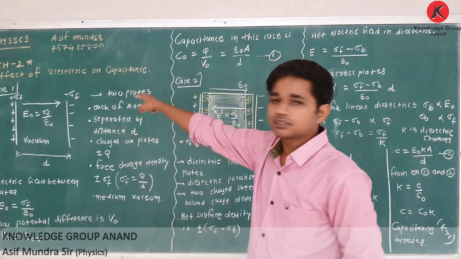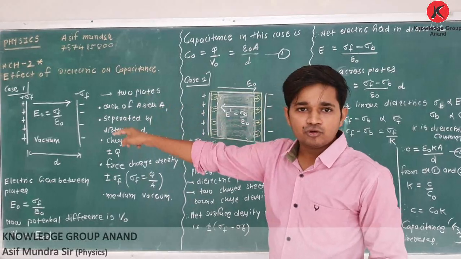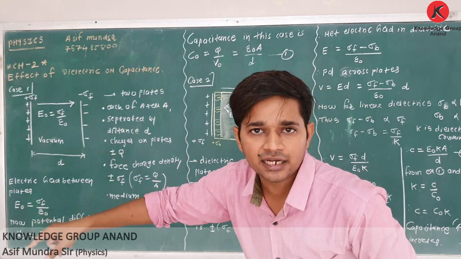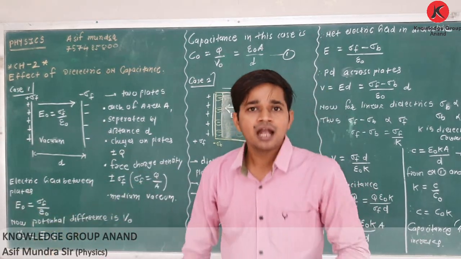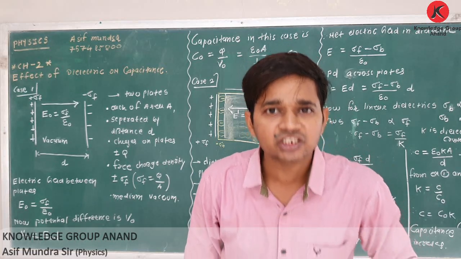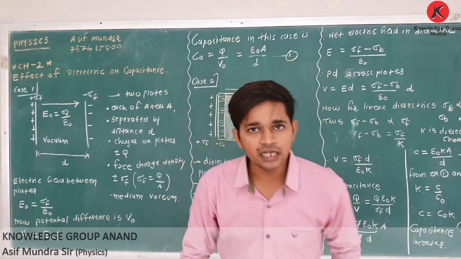So what is the meaning of this title? Effect of dielectric on capacitor. If you replace vacuum by another dielectric medium having dielectric constant K greater than 1, capacitance, meaning capacity to store charge, increases. Capacity to store charge increases. Clear?